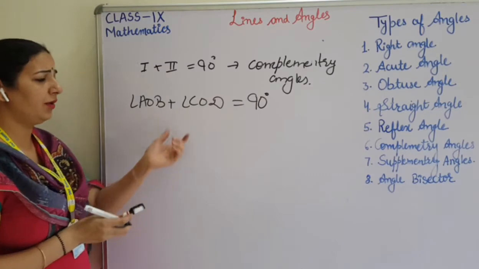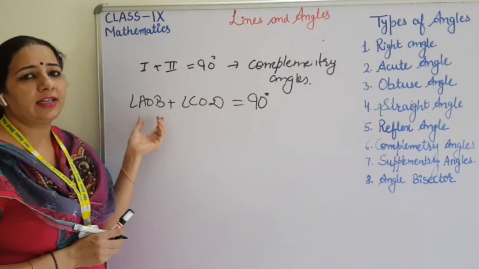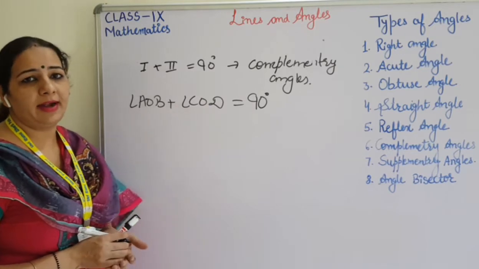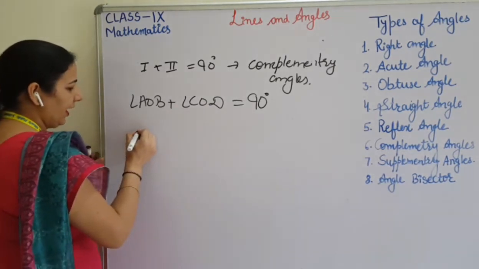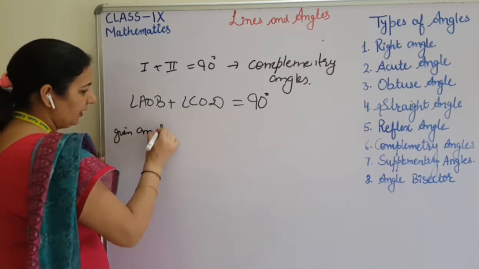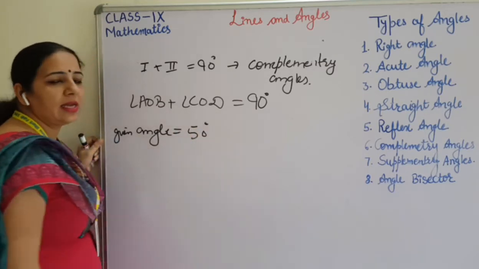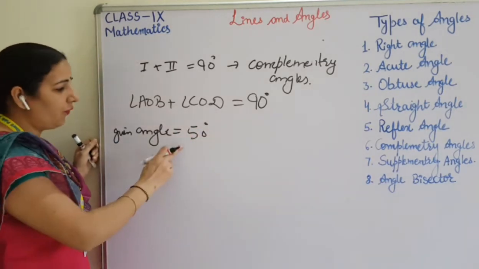What is the benefit of this formula? If one angle is given and they ask you to find its complement angle. Like, if one angle is given, angle is equal to 50 degrees. Now what is the complement of 50 degrees?